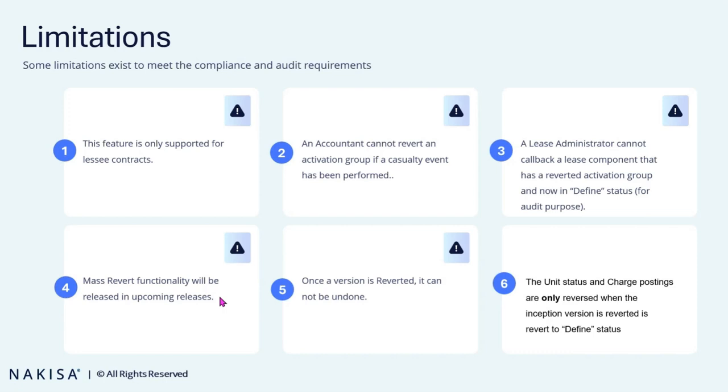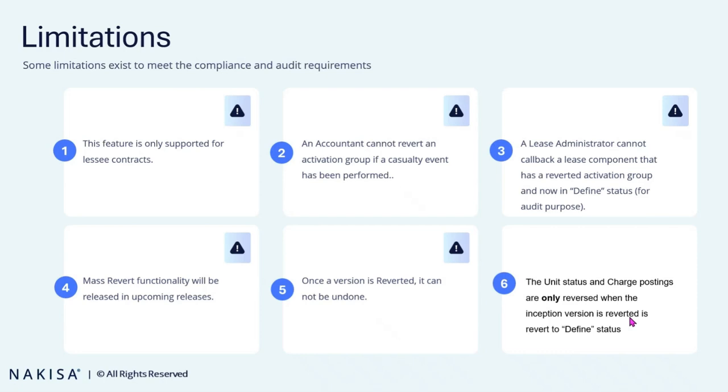The mass revert functionality will be released in the upcoming releases. The next release, it is not available right now, so the user has to revert one at a time any changes that need to be fixed. Keep in mind that once a version is reverted, it cannot be undone. So we'll go through a few steps to see what a user can do before deciding to revert an event.